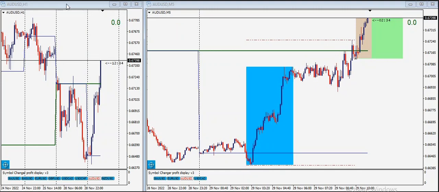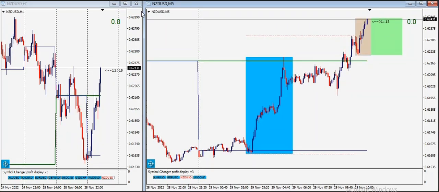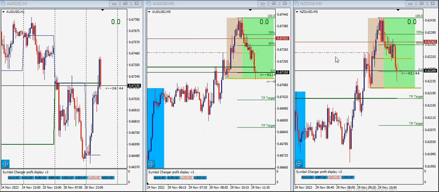This is AUD/USD. This happened on the 29th of November. So you see price was already above the weekly open, and this is the daily open. Price was above the weekly open, the daily open, and also above the Asian session. So I'll be looking for price to break structure, retest, and a sell. Same thing I was expecting on NZD/USD. Well, this is what happened.